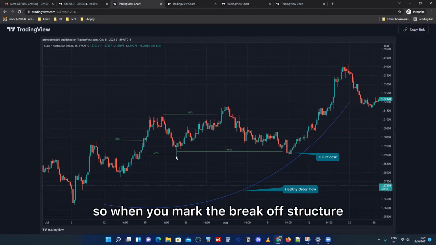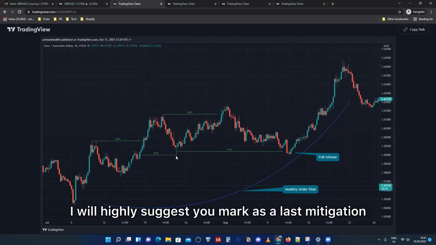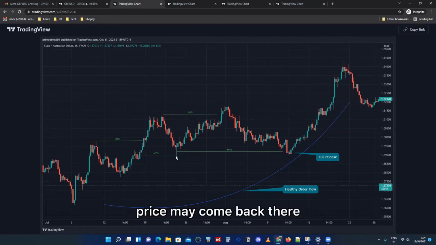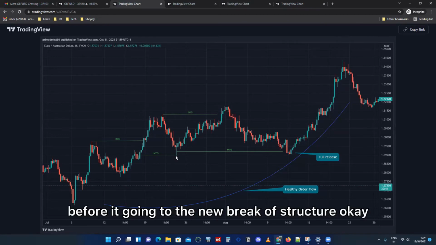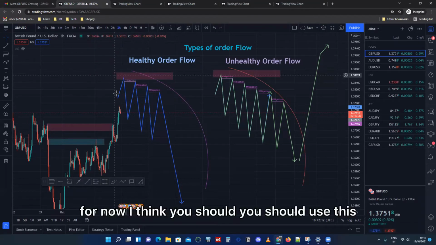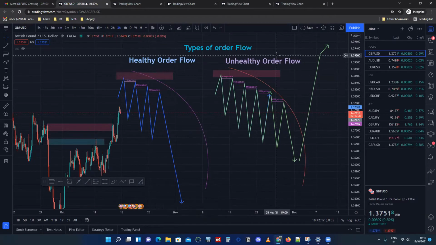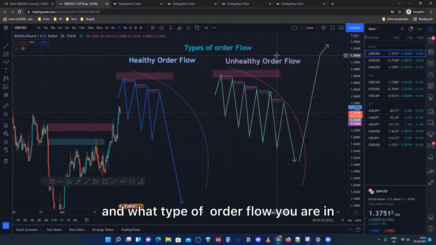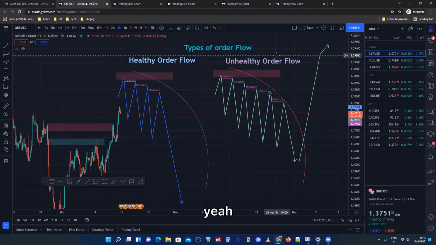When you mark the break of structure, I highly suggest you mark it as the last mitigation where it happened, so price may come back there before it goes to the new break of structure. I will cover in the next video what an invalidation point is. But for now, you should use this. This is very important to identify what type of order flow you are in.